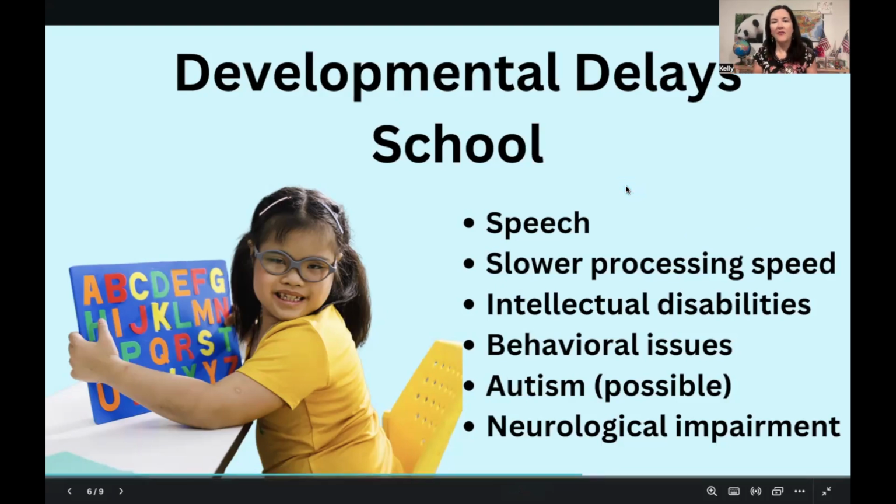Developmental delays that can affect school: speech, slower processing speed, intellectual disabilities, behavioral issues, possible autism, and neurological impairment.